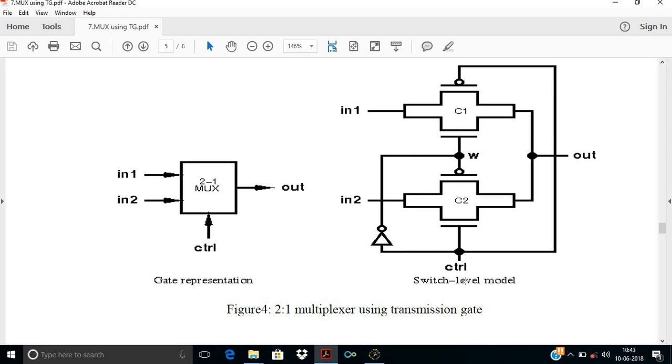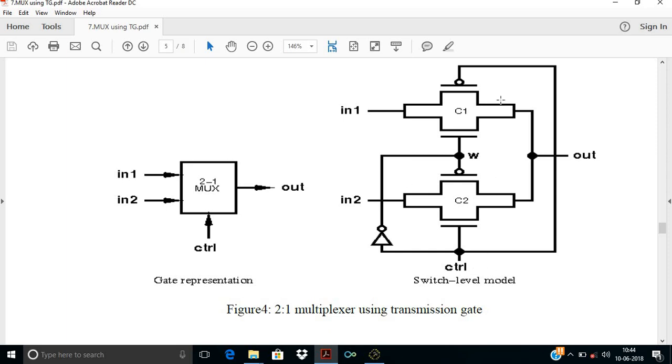Now what happens when this control signal is 1? At that time the lower transmission gate is activated, because when the control signal is 1, the gate input of the NMOS is 1, and the inverted output is 0, meaning the PMOS is also on. This switch becomes activated, and the other switch becomes inactivated. Hence input 2 is transferred toward the output when the control signal is 1.